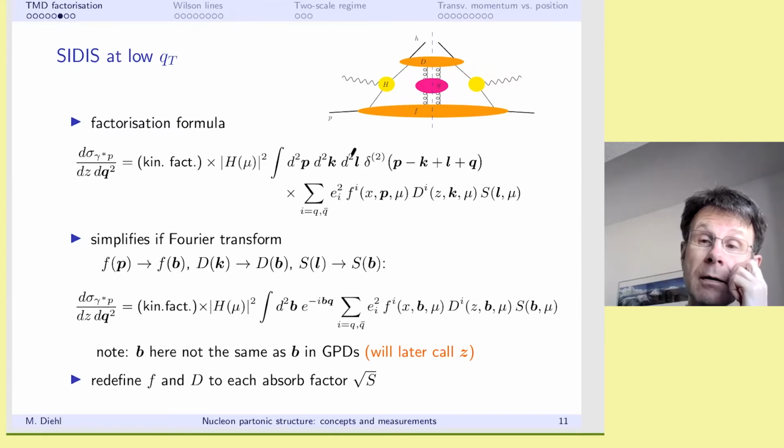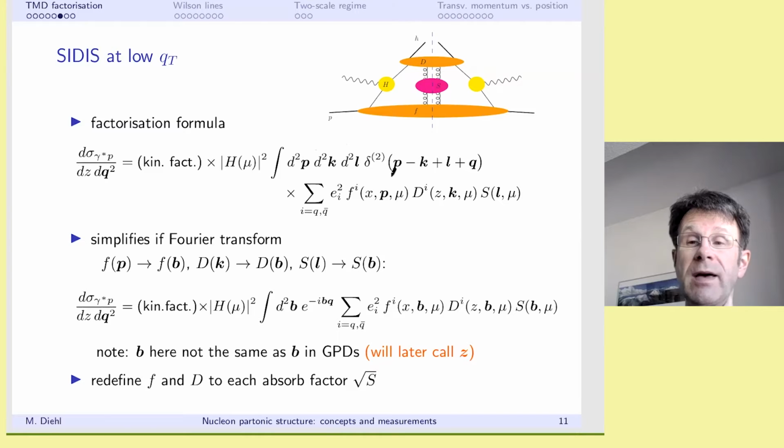Now, this here is an integral over 6 variables that tie together these 3 functions. That is rather awkward. And you can simplify that greatly if you perform a Fourier transform for each of the functions from the transverse momentum to a Fourier conjugate position, which conventionally is called B. Now, unfortunately, somewhat, this B does not have the same status as the variable B in generalized parton distributions that was discussed yesterday. Later on, I will call the B in this context of TMD Z, but in the TMD literature, people typically use B. So you shouldn't be surprised, just be aware that it's a different type of variable than the one in generalized parton distributions.